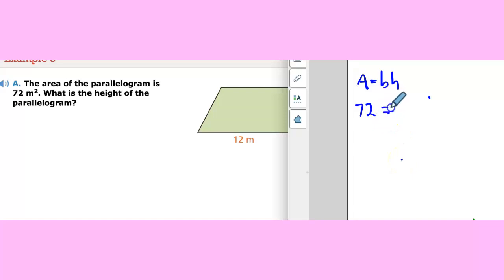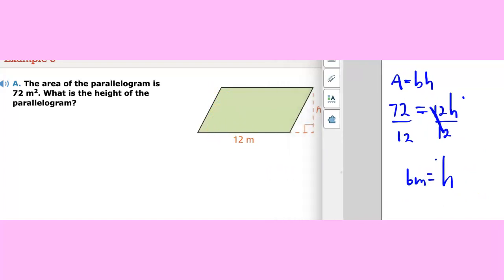We change the value, and we're looking for the height. The base is 12, and then we divide both sides by 12. So we can only have the h, and we cancel this out. So h becomes 72 divided by 12, which is 6. So now our height is 6 meters. So there you go. That's the height we're looking for. What's the height? It's 6 meters.